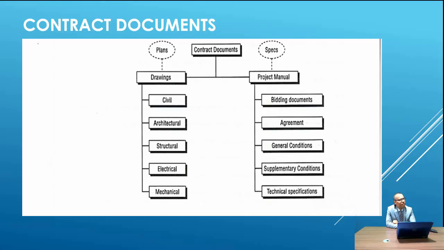Contract document، وثائق العطاء. Contract document موضحة خلال الفيجر الواضح أمامنا في السلايد، اللي هو يشمل البلانز والسبيس. الكونتراكت دوكيومنت تشمل دراونز تصاميم، والبروجكت مانيوال. تصاميم تشمل السيفل والاركتكت والستراكشر والالكتريكال والميكانيكال. البروجكت مانيوال اللي هو البيدنج دوكيومنت والاجريمنت والجنرال كونديشن والسبلمنتري كونديشن والتكنيكال سبيسيفيكيشن. هذه مهمة لكل مشروع تكون هي وثائق العطاء، وإذا لم تكمل وثائق العطاء ما نقدر نحيل المقاولة.